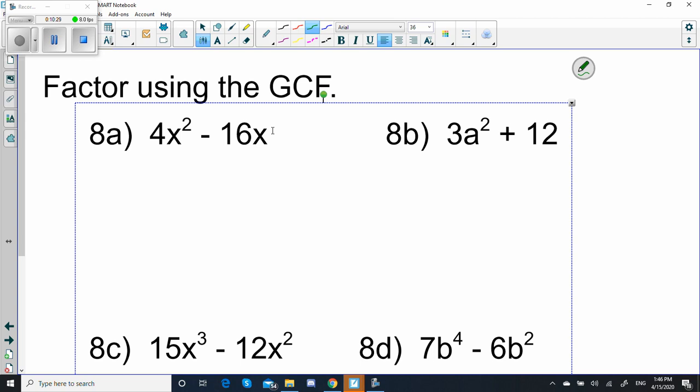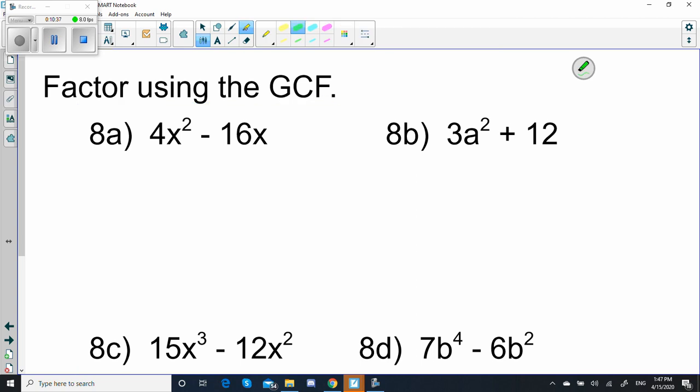And the GCF stands for the greatest common factor. All right, so first I look at the numbers, 4 and 16. I need the highest number that can be divided out of 4 that can also be divided out of 16. And that's going to be 4. 4 can be divided out of 4 and 16, so I'm going to put my 4 in the front. So far I'm dividing both of these by 4.